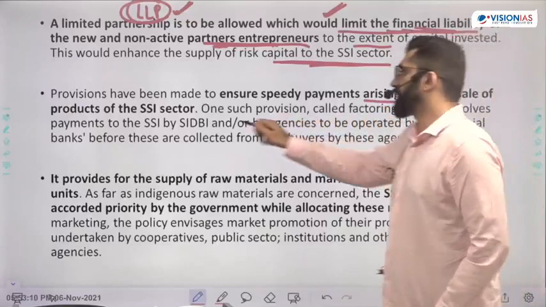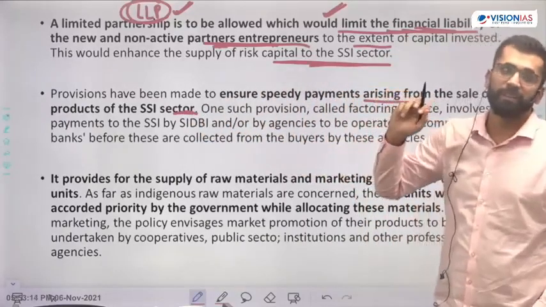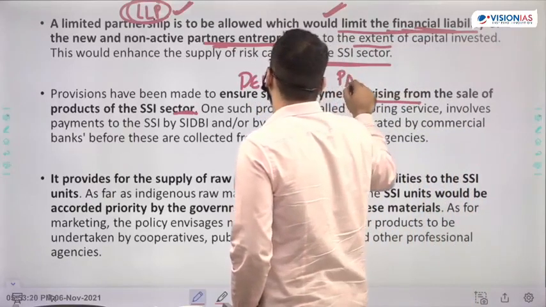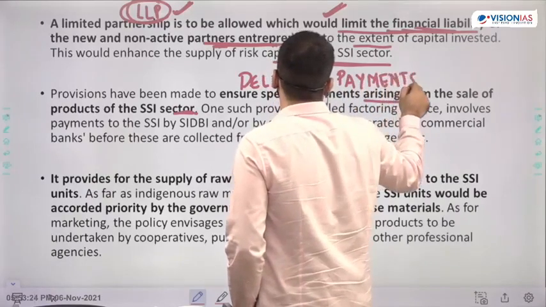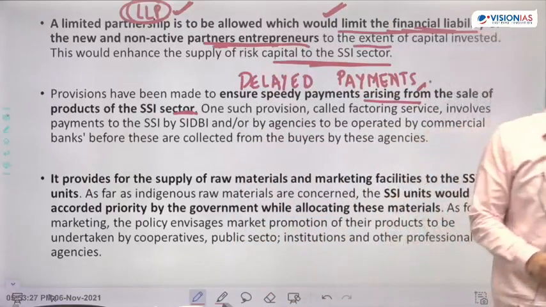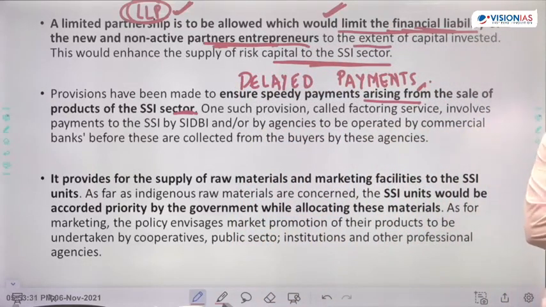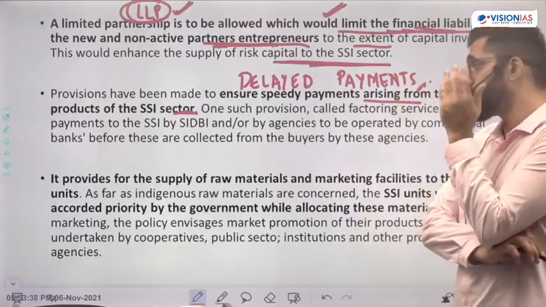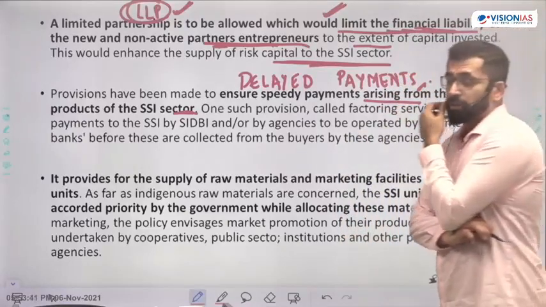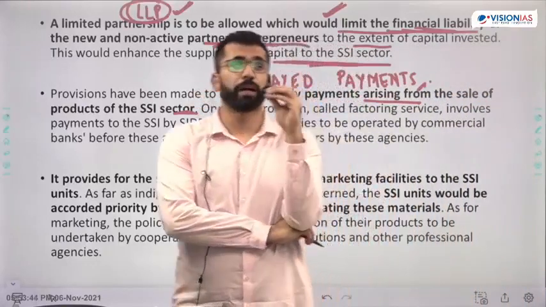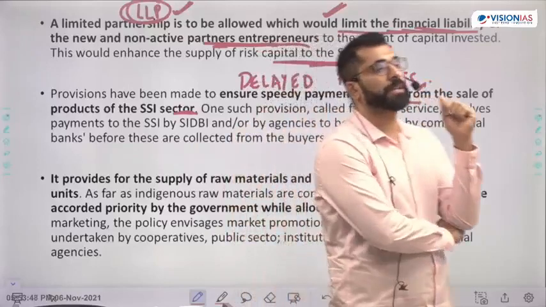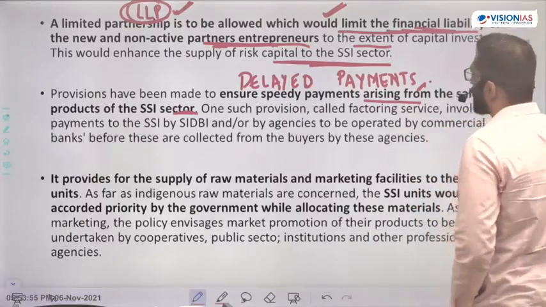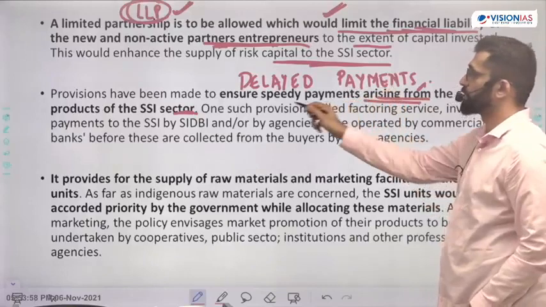Speedy payments for the sale of products to the SSI. One of the major problems of small sector enterprises is delayed payments. It is a very big problem in the small sector. This we will talk about in a while when we discuss small sector enterprises. They supply material to big companies or consumers, but they do not get the payment directly on time. Even the government they provide a lot of products to. The small sectors provide a range of products to bigger industries and also to government companies, but they don't get the payment on time. So the 1991 policy also ensured that payments arising from the sale of products should be made speedier.